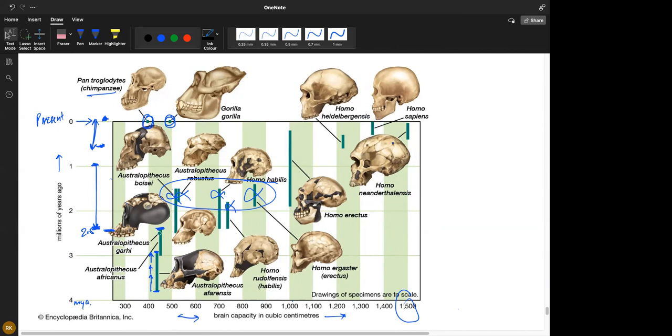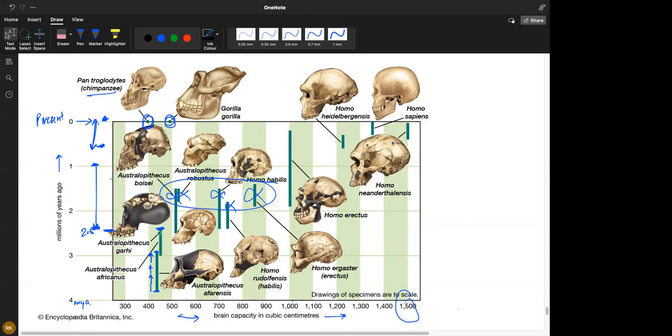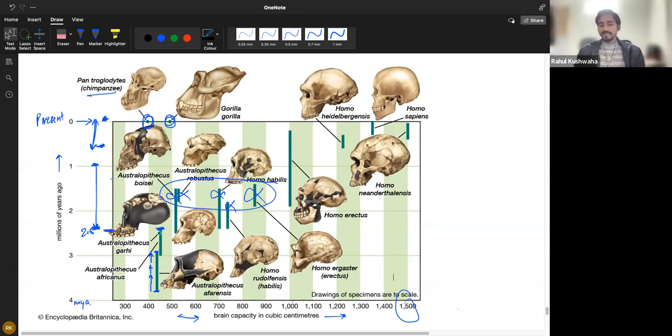Can you see from this data, from this graph, that Homo neanderthalensis had a bigger brain than Homo sapiens, 100 cubic centimeters bigger? Then why did we survive and they got extinct? Because till now, we were saying, bigger the brain, better it is, right? Why didn't the bigger brains of Neanderthals help them?